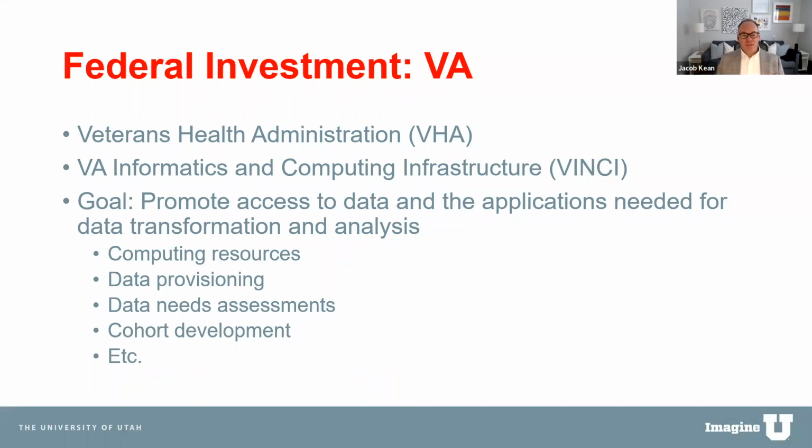The primary goal of VINCI is to promote access to data and the applications needed to transform and analyze that data in a central secure environment inside the VA intranet. VINCI supports VA through 4 areas of focus: workspace, data, study and collaboration tools, and services. VINCI holds computing resources, works to provision data for studies, and supports cohort development and all sorts of informatics work around research.